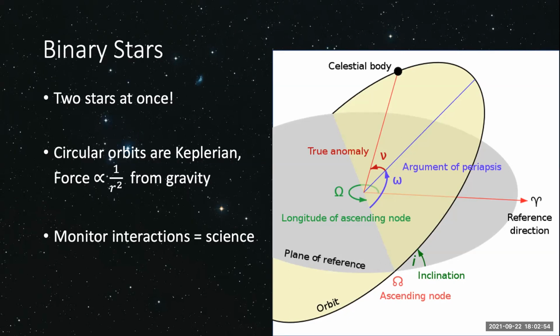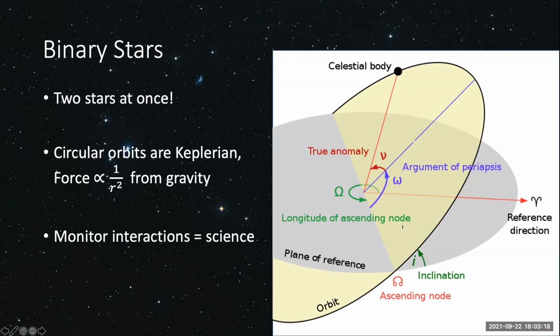And if we can monitor the interactions between these bodies, if we can trace their orbit out, we can extract good scientific information from that and learn more about these systems and how we can apply that to other systems as well. So over here on the right, here's a quick diagram of a binary orbit. The main body is going to be in the center here. That's not really identified. And the body circling it is over here.